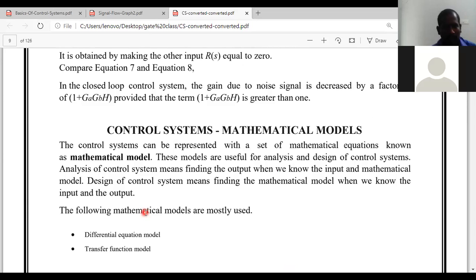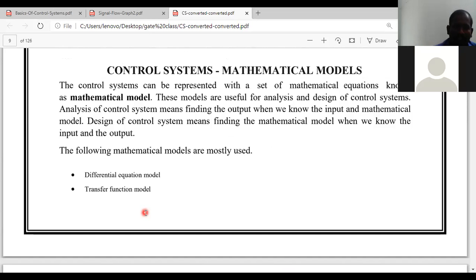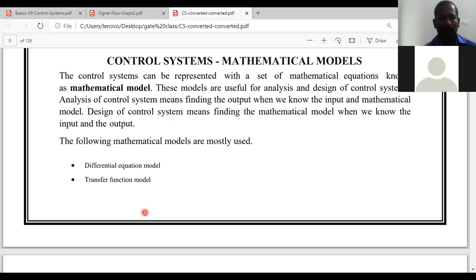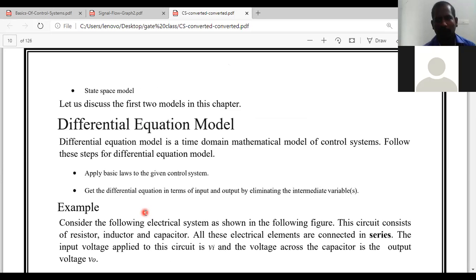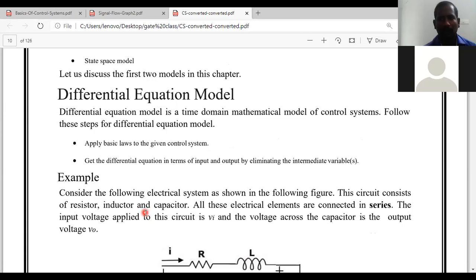Next, the mathematical model of a control system. A mathematical model means representing the control system elements in terms of a block diagram or in terms of equations. It is nothing but a mathematical representation. Here, first we should know what the transfer function is.